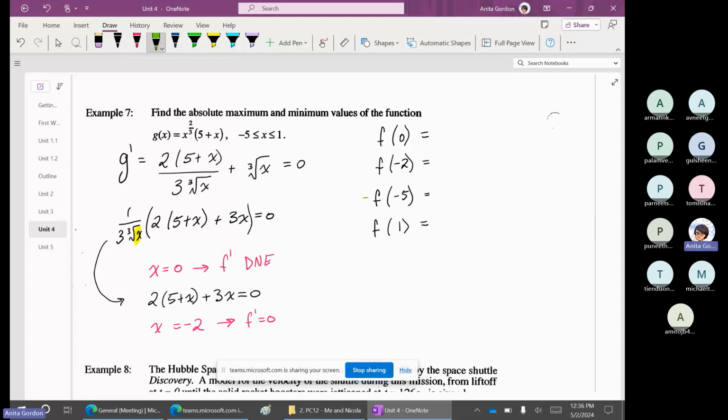Okay, so on the screen, these are the endpoints. And these are the critical points. I'm just going to call them CPs.